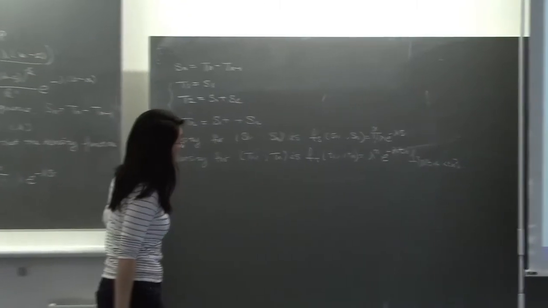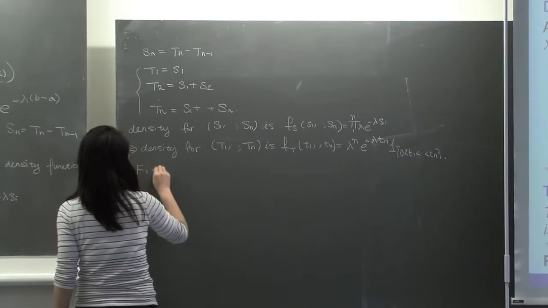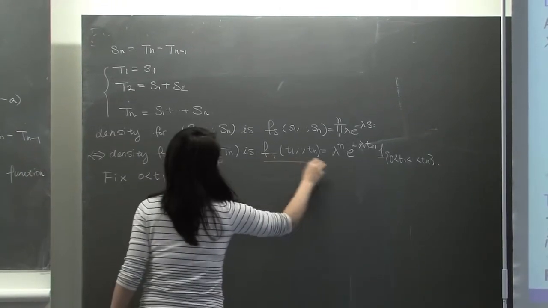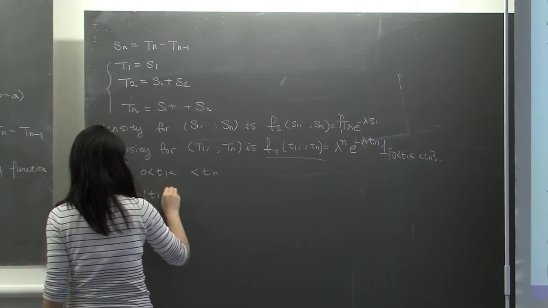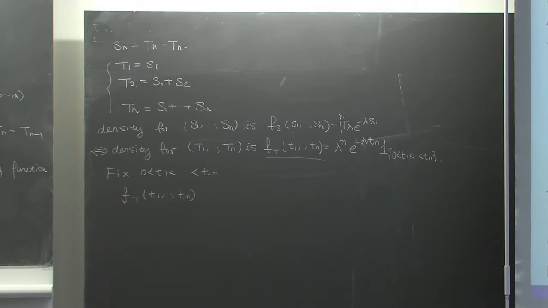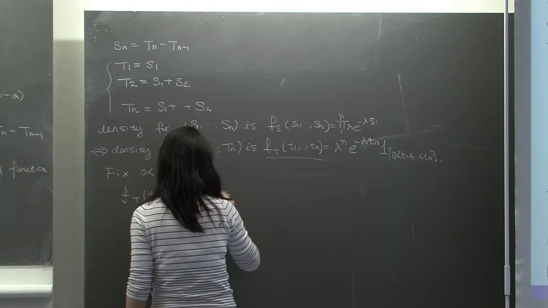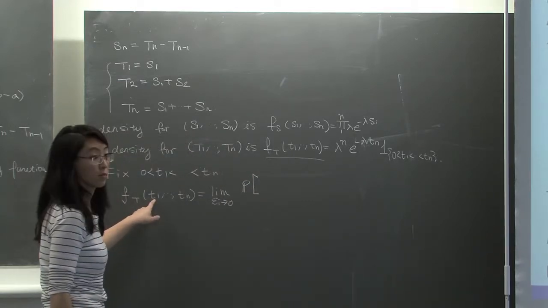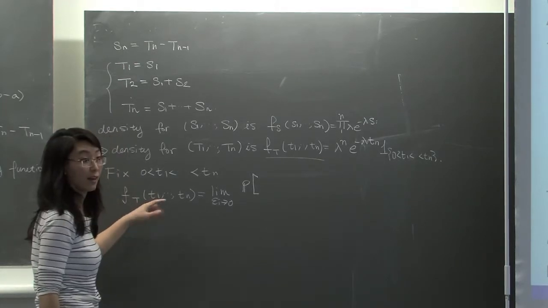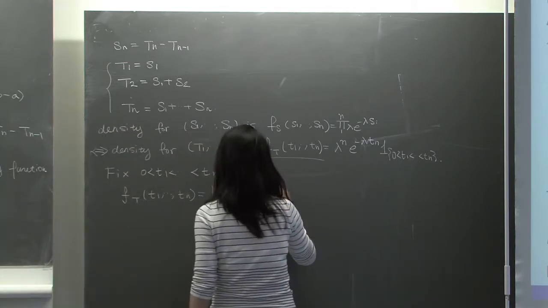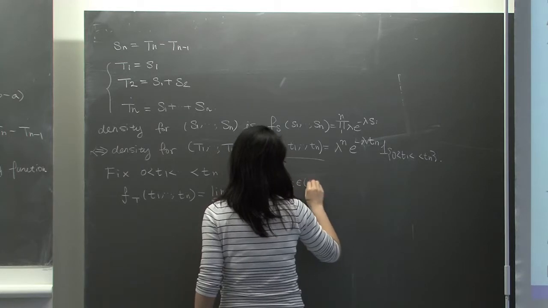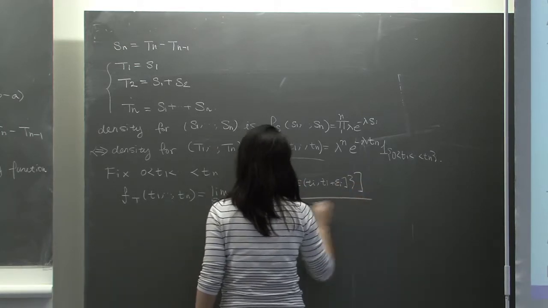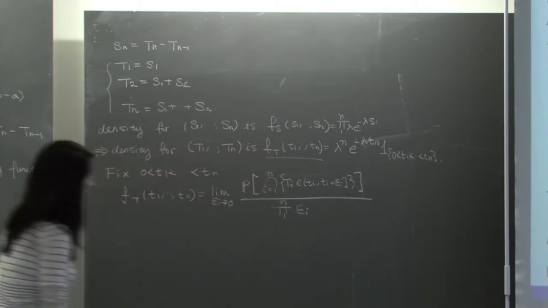Okay, and then let us check what's the density for this sequence Tn. So we fix small t's, and we want to check what's the density function for this T. By the definition of density function, this density function equals the probability that big Ti is in the neighborhood of small ti, normalized by the length of this neighborhood. So this is the definition for density function.